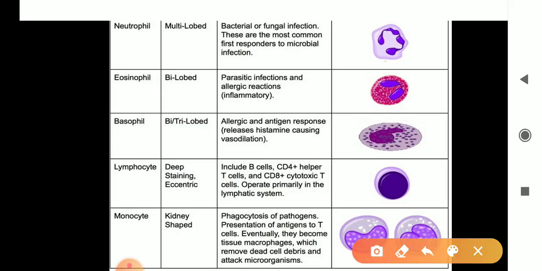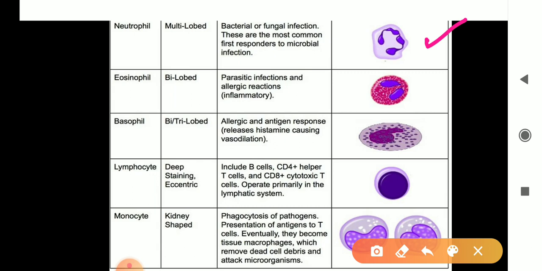Now see, neutrophil. You can see in this diagram the neutrophil has a nucleus which is divided into multiple lobes. It is a multi-lobed nucleus. Then what is its function? Bacterial or fungal infection. These are helpful in bacterial and fungal infection. They kill the bacteria or fungi. These are the most common first responders to microbial infection, and they do not take the stain, either acidic or basic.